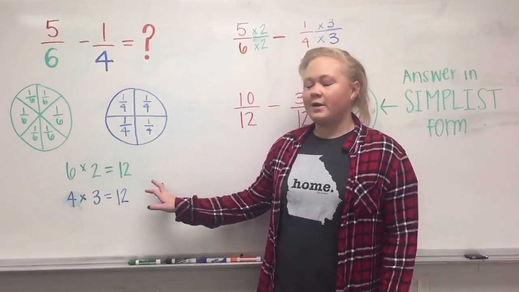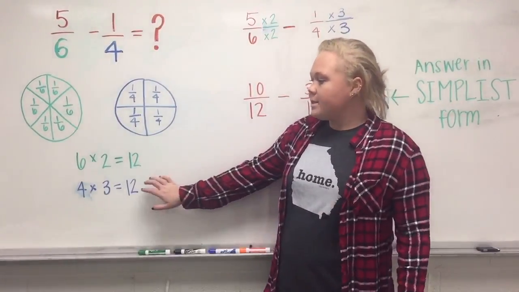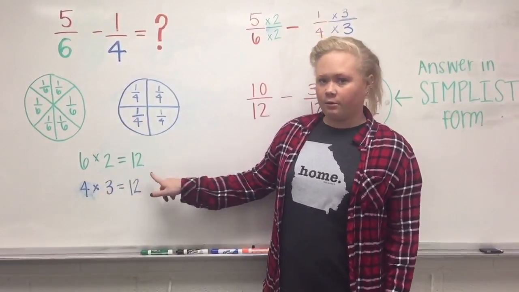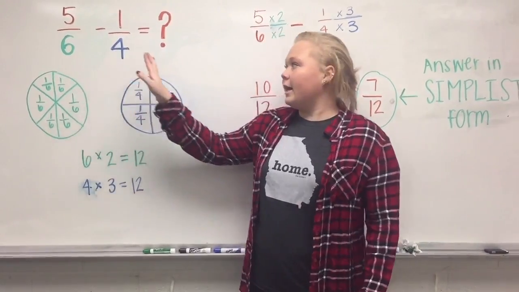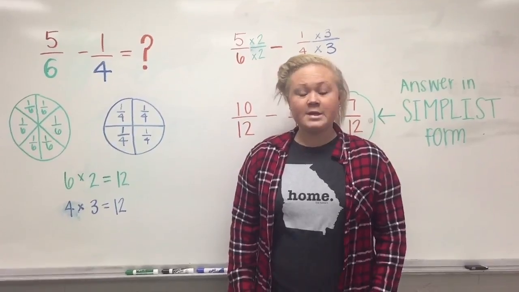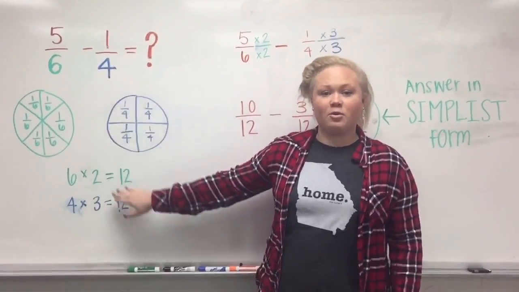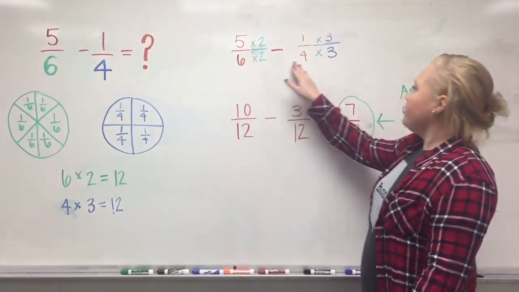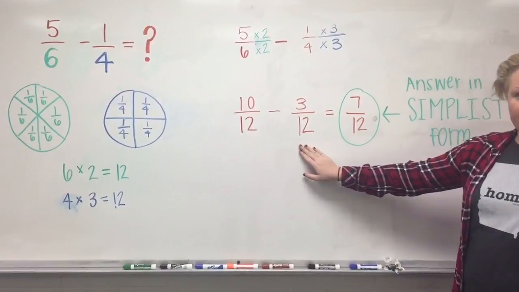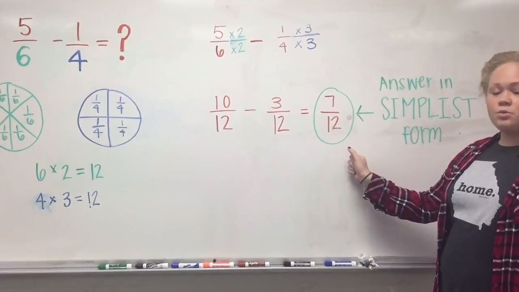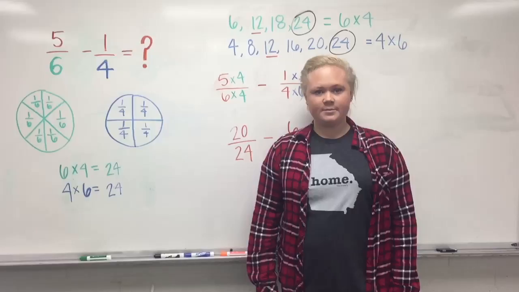Now that we found 12 as our least common multiple, we're going to use it to solve the problem. Okay, since we found that 6 times 2 equals 12, we're going to take our original fraction of 5/6 and multiply it by 2. Since 4 times 3 equals 12, we're going to take 1/4 and multiply it by 3. Here, we see we did that, and we get 10/12 minus 3/12 equals 7/12. This gives us our answer in the simplest form.